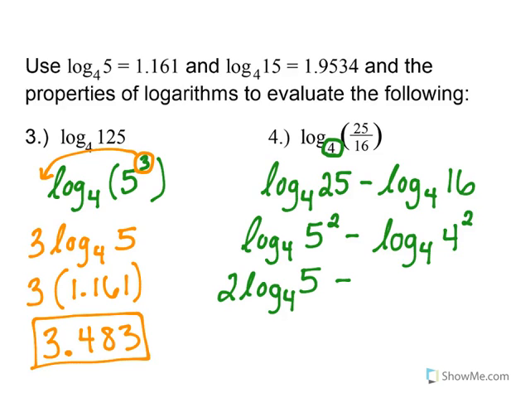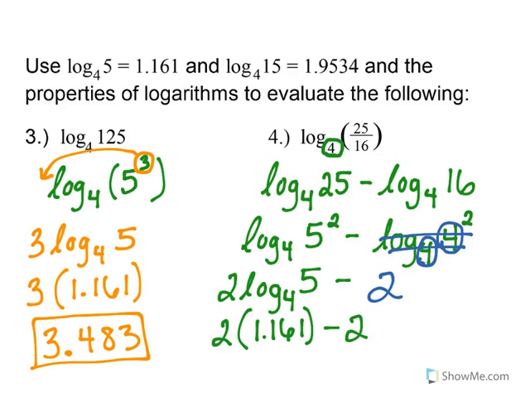Minus, well, log base 4 of 4 squared. We talked about how inverse things kind of cancel each other out. So because this and this match, this is going to disappear completely and just give me the 2. Okay? So now I'm going to have 2 times log base 4 of 5, which was 1.161, and then subtract 2 from the other part. This is going to come out to 0.322. Okay? So that's applying the properties of logs to find a new numeric value.